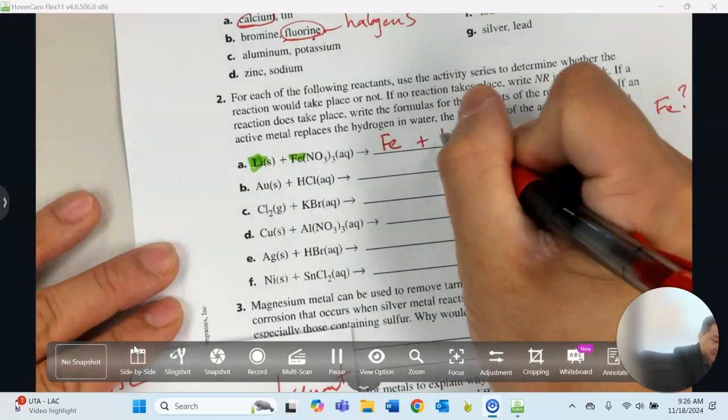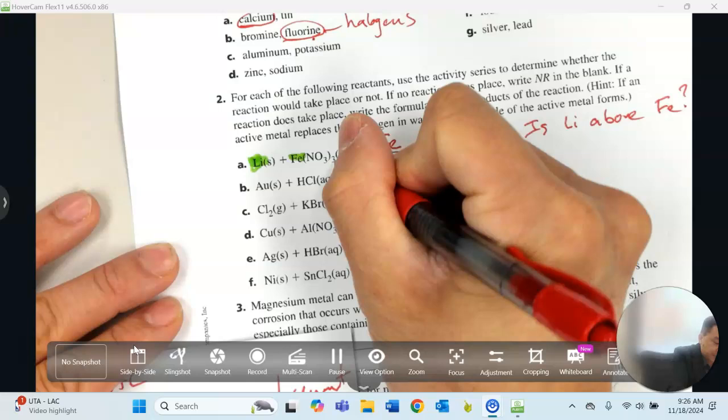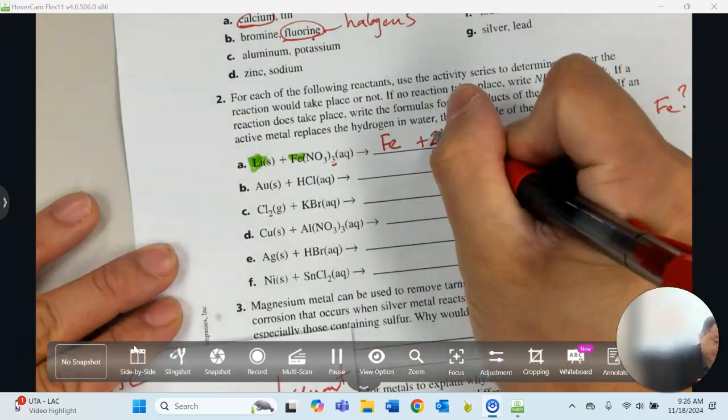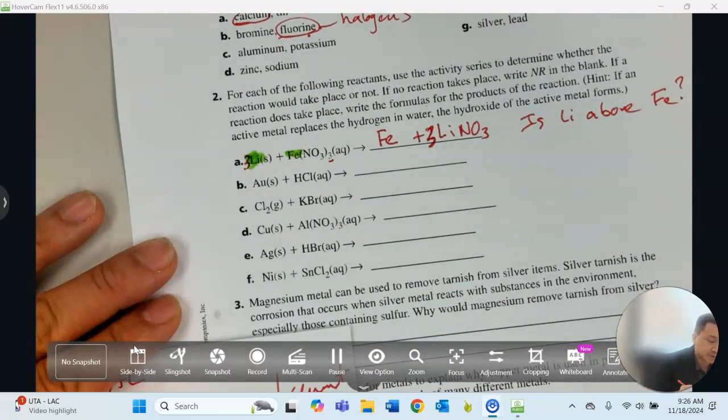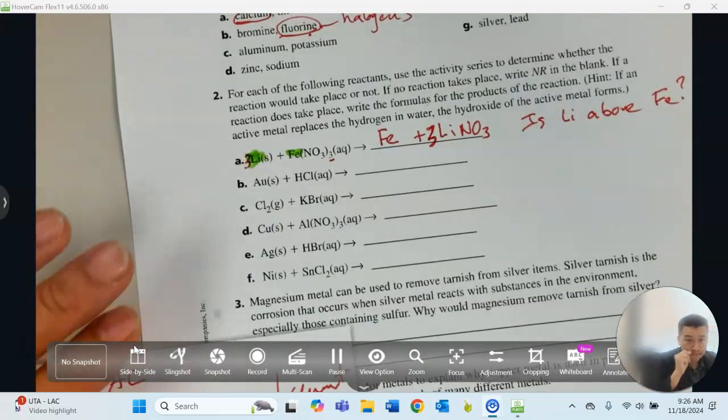Now we have to balance these. There are 3 NO3 here, so 3 there. That gives me 3 lithium, so I have to put 3 there for 3 lithium. The iron is 1 and 1. That's good. Beautiful. All right.